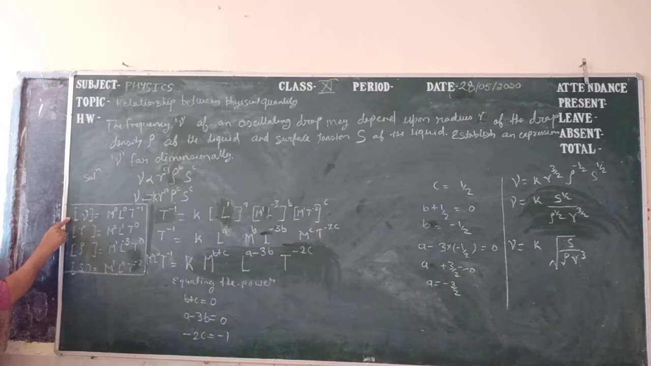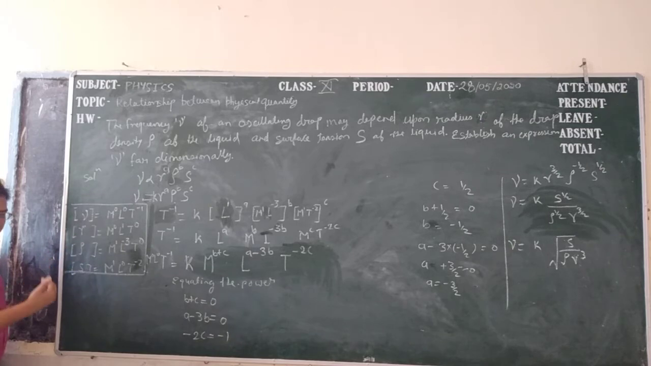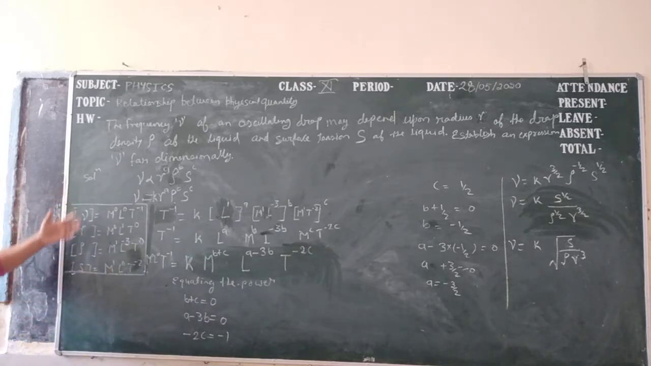Frequency nu is 1 upon time, that is m0 l0 t minus 1. Radius is m0 l1 t0. Density is mass upon volume, that means m1 upon l to the power 3, so m1 l minus 3 t0. Surface tension is m1 l0 t minus 2. We already studied how to find the dimensions of a physical quantity.